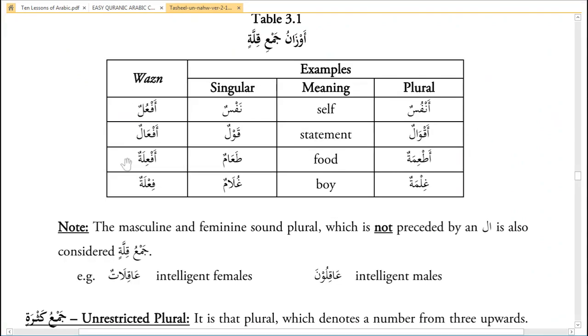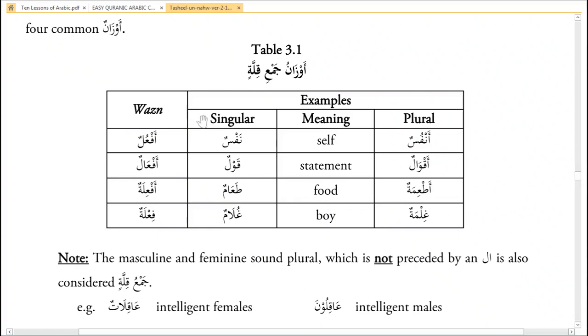These are the awzans: af'ulun, afa'ulun, af'ilatun, fi'latun. If you remember these awzans, then these are the wazans of Jam'u Qilla. For example, nafsun, nafs is one, self. Anfusun. So this word is Jam'u Qilla. This is from 3 to 10, not more than 10. Nafs, anfus. Maybe sometimes used, but most of the time it is anfus, Jam'u Qilla, 3 to 10.